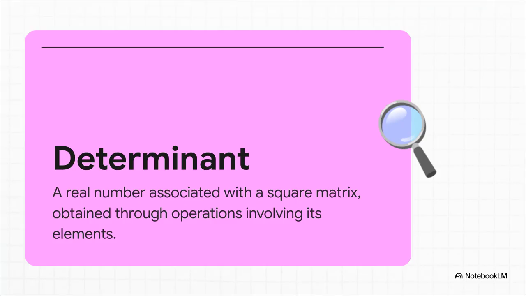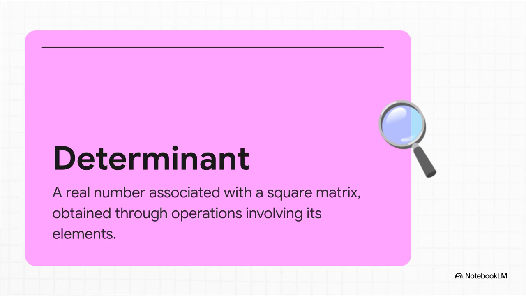So if you want the formal definition, the determinant is a scalar value that you compute from the numbers in a square matrix. But a better way to think about it is like this. It's a single number that basically boils down the very essence of that matrix. You want to know if a system of equations has one unique answer, or if you can invert a matrix?